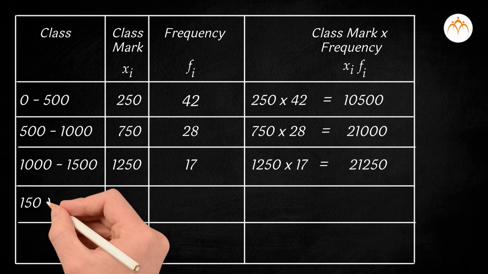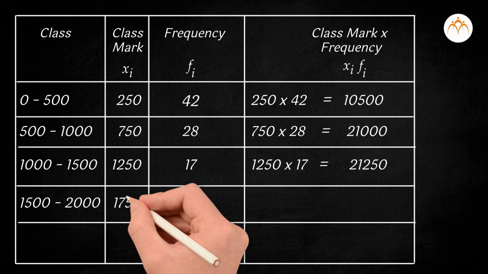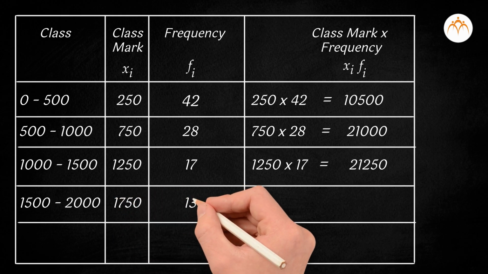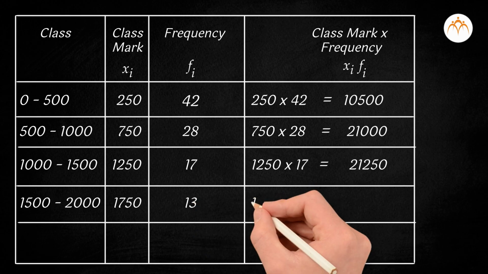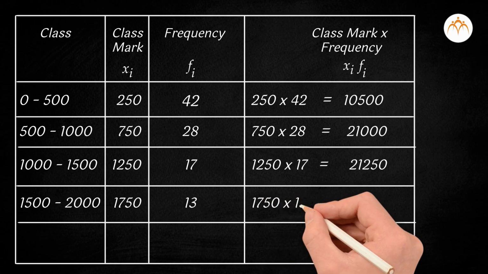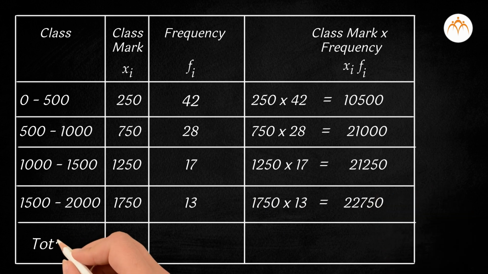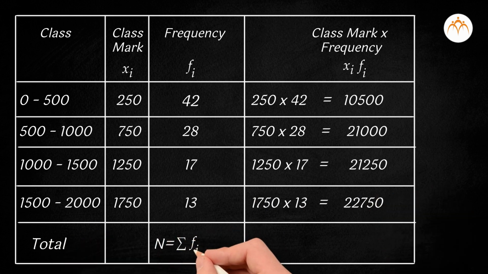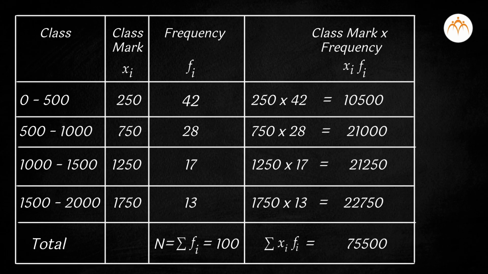21,250. Class 1500 to 2000, class mark is 1750, frequency is 13. Therefore, Xi multiplied by Fi is equal to 1750 multiplied by 13 is equal to 22,750. Here, summation of Fi is equal to 100, which is our n, and summation Xi Fi is equal to 75,500. Let's write down the formula and substitute the values to find the required mean.